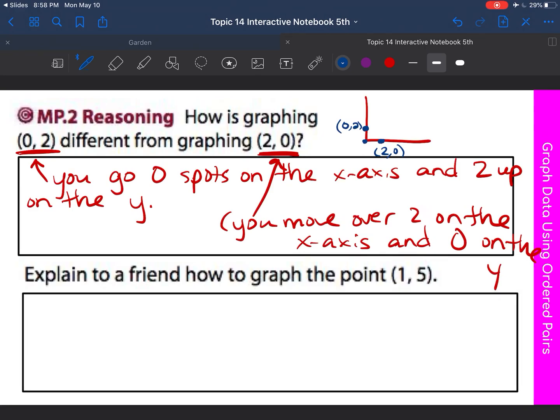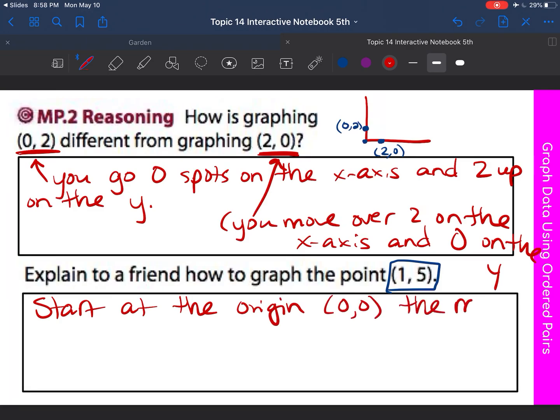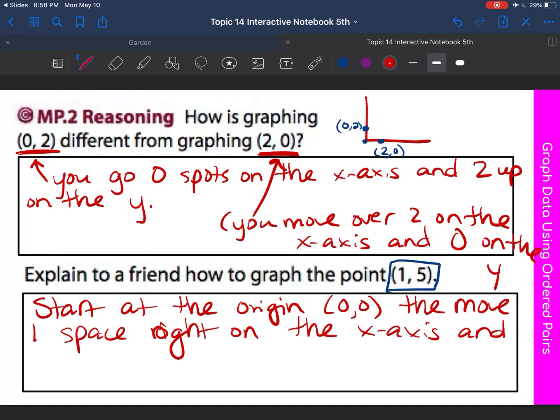And lastly, explain to a friend how to graph the point 1, 5. How would you explain to someone who doesn't know how to graph ordered pairs, how to graph the ordered pair 1, 5? Well, what I would say is start at the origin, which is 0, 0, then move 1 space right on the X-axis and 5 spaces up on the Y-axis to get 1, 5.